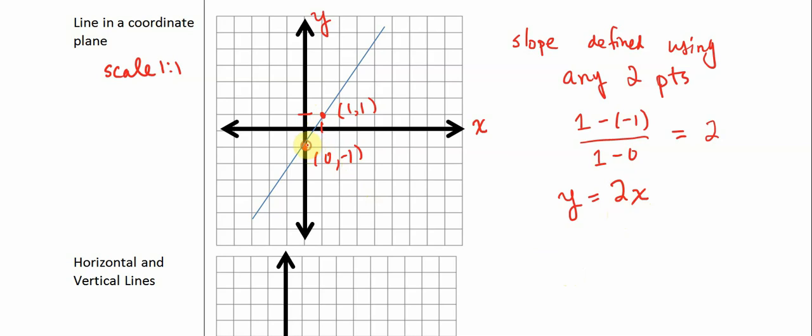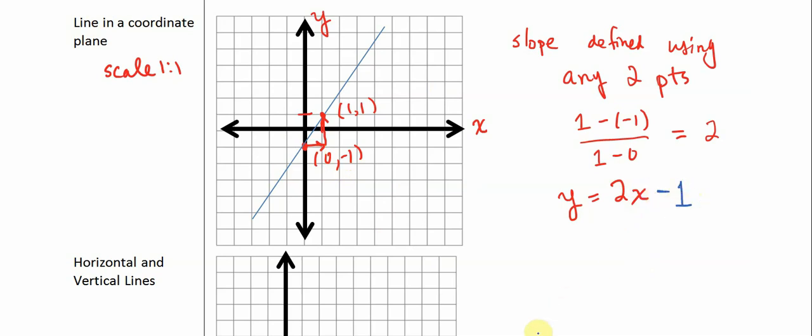So if we go over 1, that's the run. Then we have to go up 2 to go from this point to the other point, and that's the ratio that we're going over. Now, the other thing about a line is that every point on that line must satisfy this equation. And you can see from here that this equation is not well satisfied. The reason being is that if I were to plug 0 into here, I'm not going to get negative 1. I'm going to get 0. So I need to adjust this. I need to subtract 1 from here.